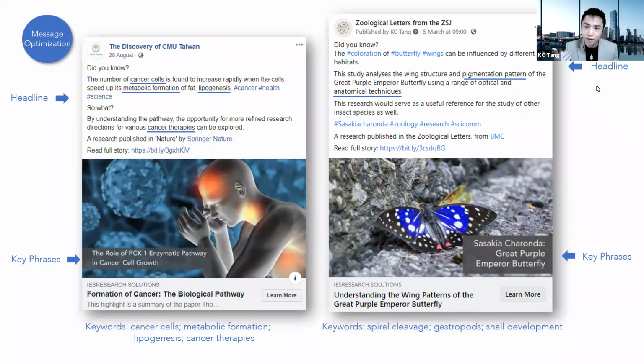On the right-hand side, Zoological Letters, this is from Japan. This example is a publisher. They themselves are a publisher for zoology and entomology research. They selected like 10 or 20 papers to do the outreach. So we do the curation and target this to the different authors related to their field. This one is from BMC, and one is from Springer Nature.